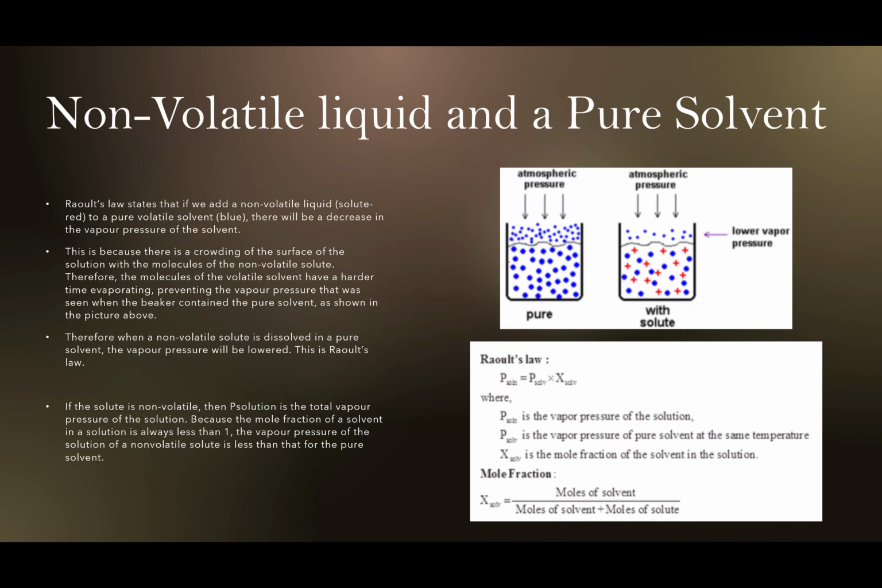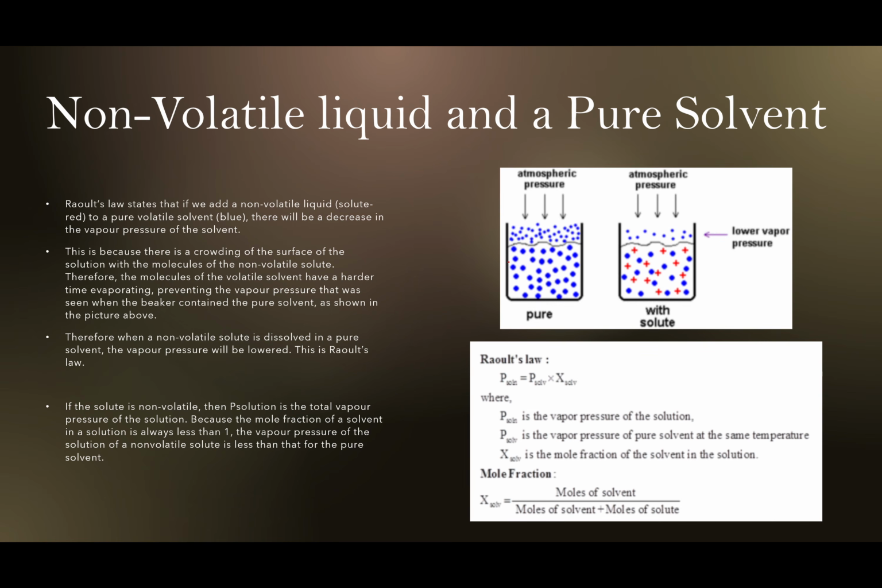That's what happens if we have a non-volatile liquid like oil and water. Remember that. Therefore, when a non-volatile solute is dissolved in a pure solvent, the vapor pressure will be lowered. So it's the same thing. If a non-volatile liquid is going into the solvent, or if you have a non-volatile solute, which is usually a solid component dissolving, it's going to be the same thing. It's going to have the same effect. It's going to lower the vapor pressure.